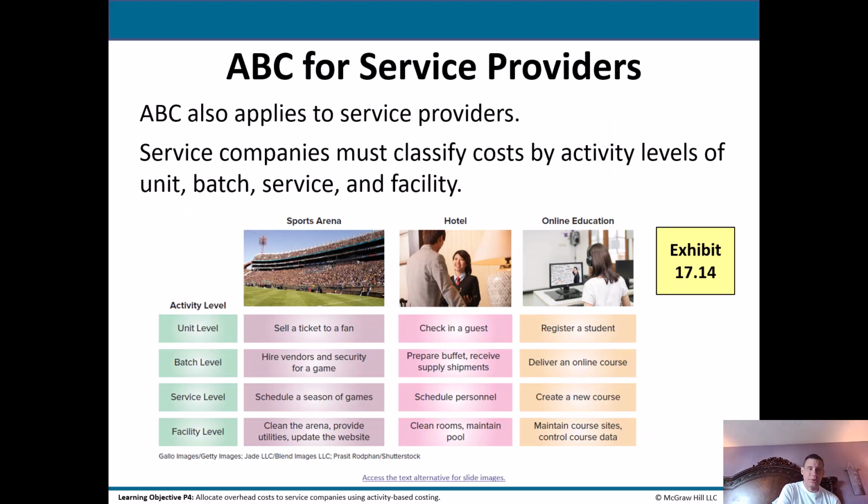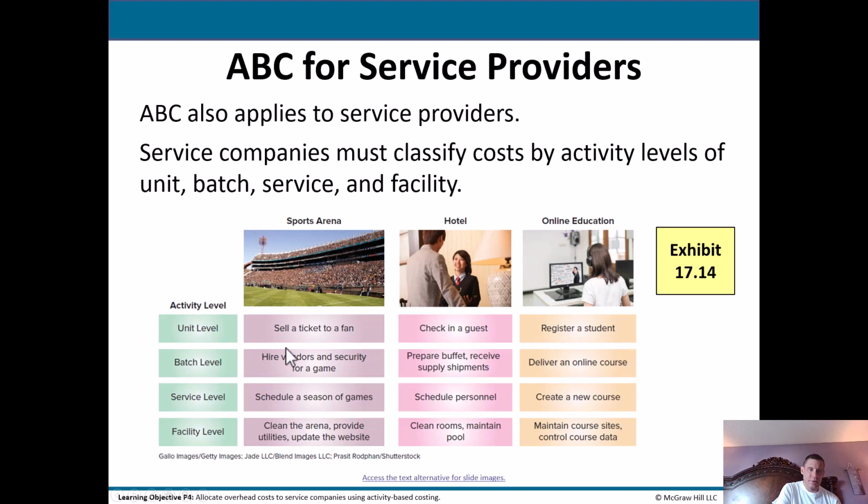All right, the last thing we'll talk about, just real quick, is activity-based costing for service providers, because what we just talked about was manufacturing. We'll talk real quickly about service, because service companies can also use this too. They're also going to class their activities by unit, batch, service, and facility cost. So we'll just look at one example. You can look at the other ones if you want to pause.